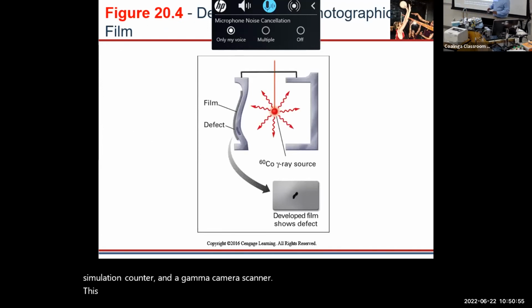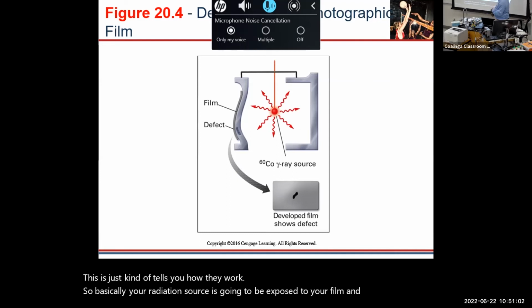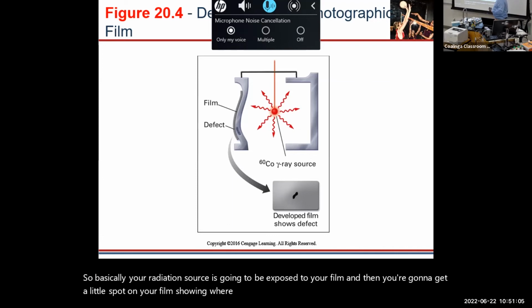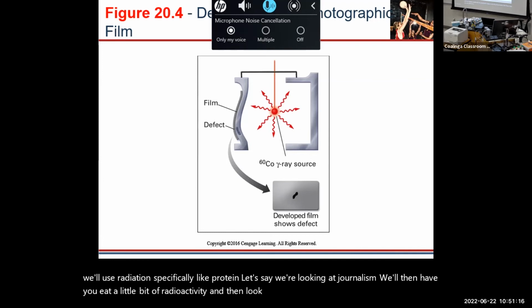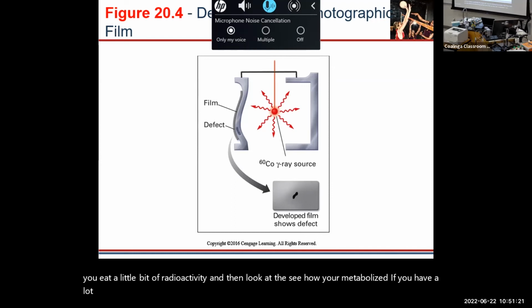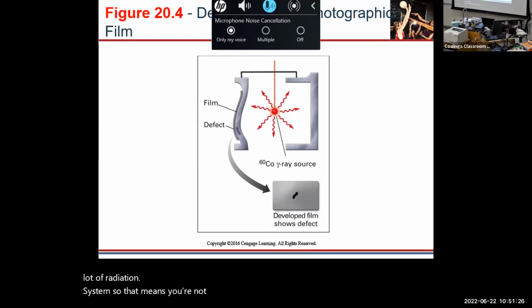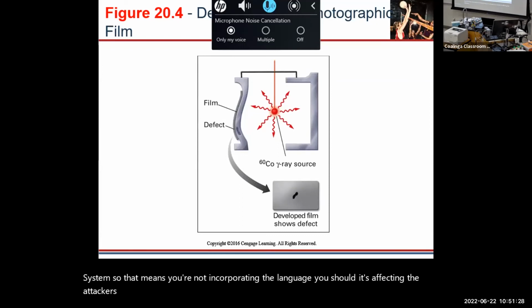This just kind of tells you how they work. So basically, your radiation source is going to be exposed to the film, and then you're going to get a little spot on the film showing where that radiation is at. So often we use this in science. We'll use radiation to label, like, protein. Let's say we're looking at your metabolism. We'll have you eat a little bit of radioactivity, and then look at how well you're metabolizing. If you have a lot of radiation staying in your system, that means you're not incorporating it the way that you should. It's not happening effectively. So that's one way to do it.